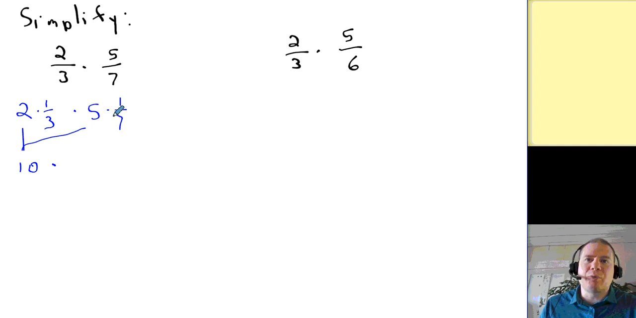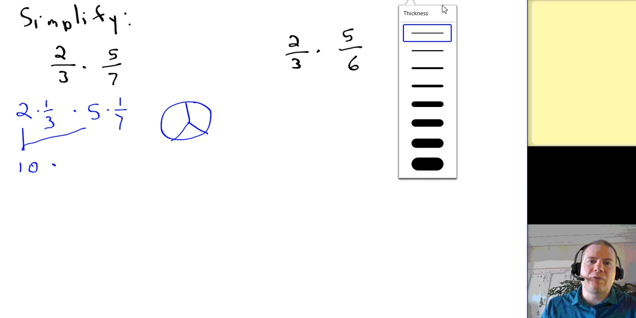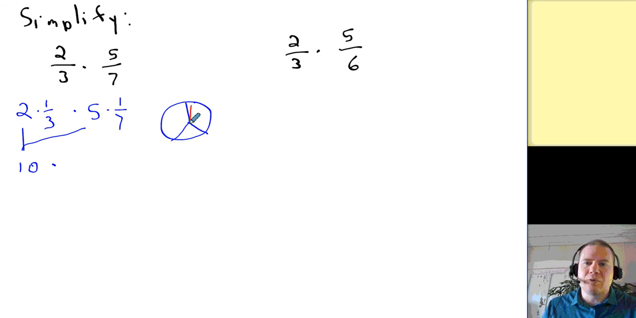Now, 1/3 times 1/7 I might have a harder time dealing with unless I look at a picture. If I take thirds and multiply that by sevenths, I took 1 and I cut it into thirds. Now I'm taking those thirds and cutting them into sevenths. So 1, 2, 3, 4, 5, 6. 1, 2, 3, 4, 5, 6, 7. 1, 2, 3, 4. Ooh, made that too wide.